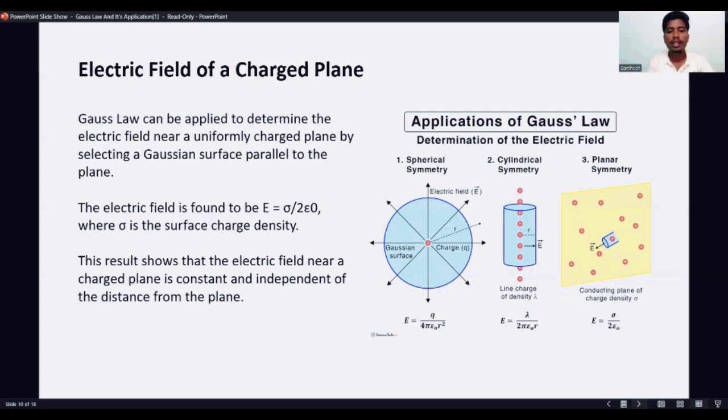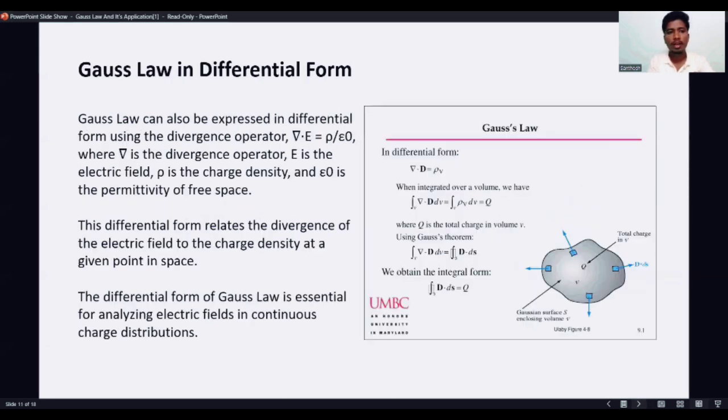This result shows that the electric field near a charged plane is constant and independent of the distance from the plane. And then, Gauss law in differential form. Gauss law can also be expressed in differential form using the divergence operator. That is, del dot E is equal to rho by epsilon naught, where del is the divergence operator, E is the electric field, rho is the charge density, and epsilon naught is the permittivity of free space.